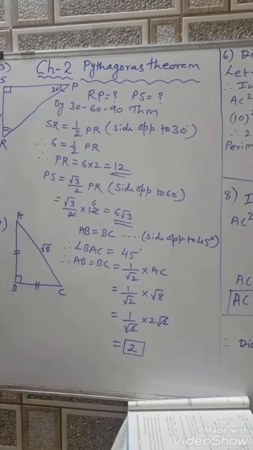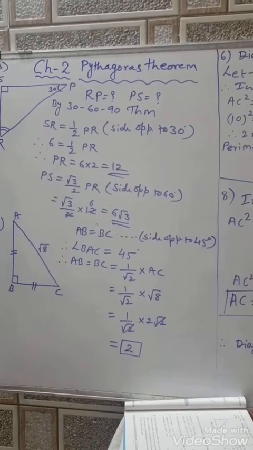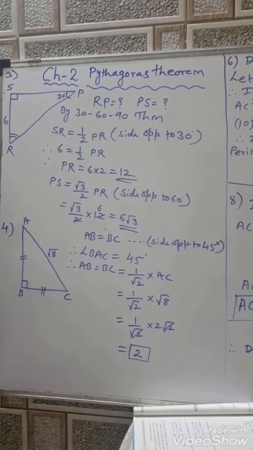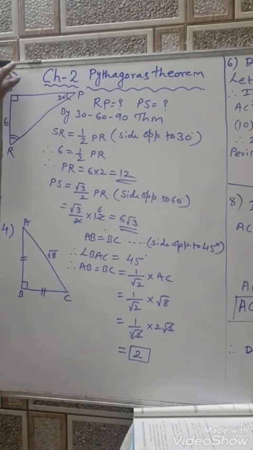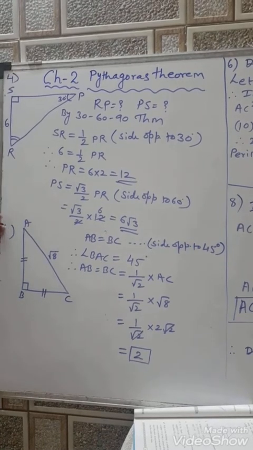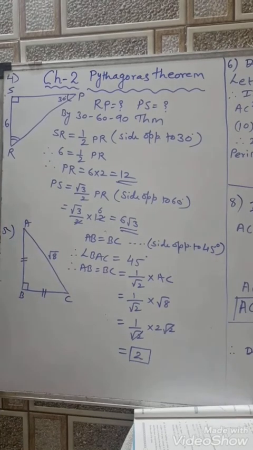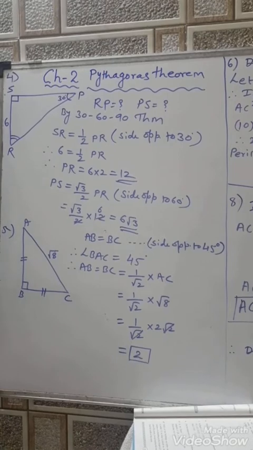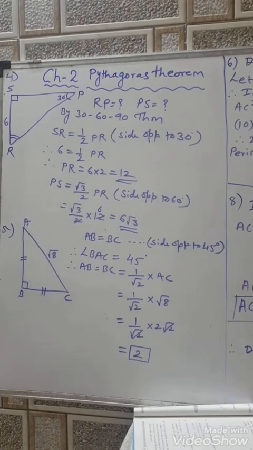Second chapter, fourth sum. Already we completed the third one. Now the fourth one. It is given here in the figure. Find RP and PS using the information given in triangle PSR.